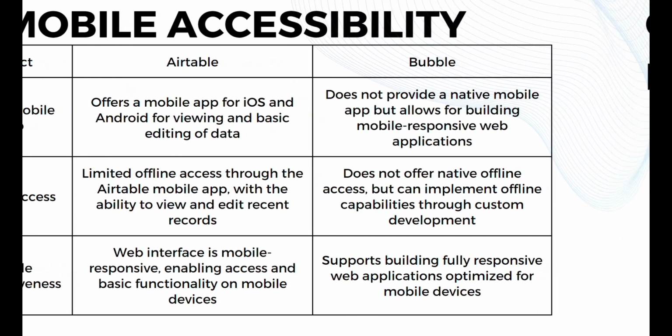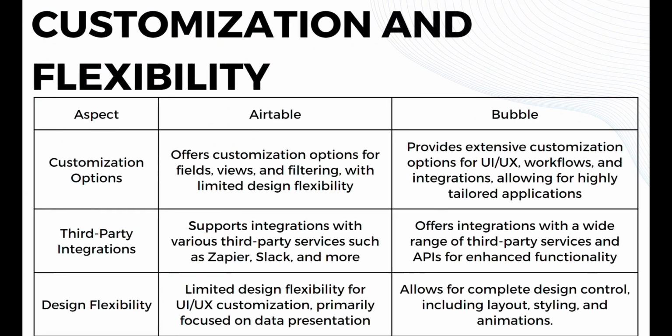optimized for mobile devices. Moving on in terms of customization and flexibility, as you can see on this table, in terms of customization options, Airtable offers customization options for fields, views, and filtering with limited design flexibility, while Bubble provides extensive customization options for UI or UX, workflows, and integrations allowing for highly tailored applications.